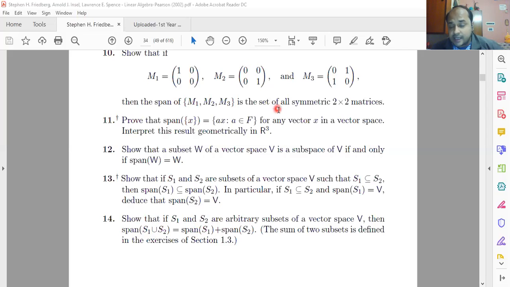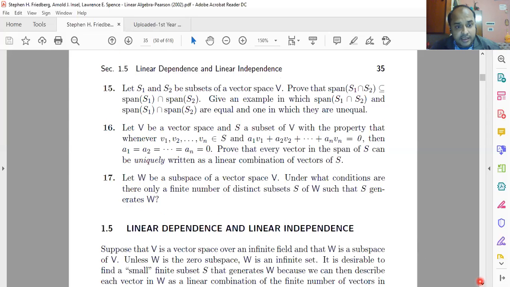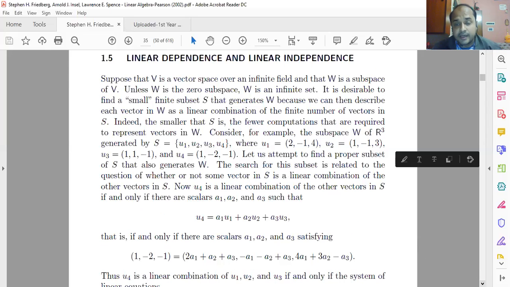So all these results, if you can prove them, or otherwise you can write them down somewhere in your copy so that you can memorize them, remember them, and later use them when required. This chapter is very important in this regard. And then there comes this particular topic, linear dependence and linear independence, which I need to discuss next.